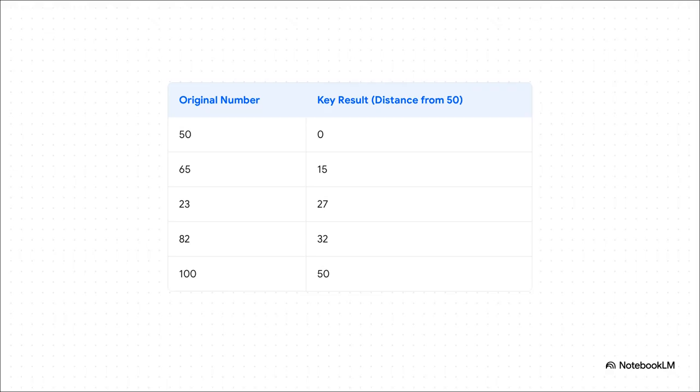On the left, you've got our original numbers, but Python isn't even looking at those to sort. Instead, it runs each number through our myfunc and gets the key result you see on the right. That's the distance from 50. So 50 is 0 away, 65 is 15 away, and so on. That second column is what Python is actually sorting by.